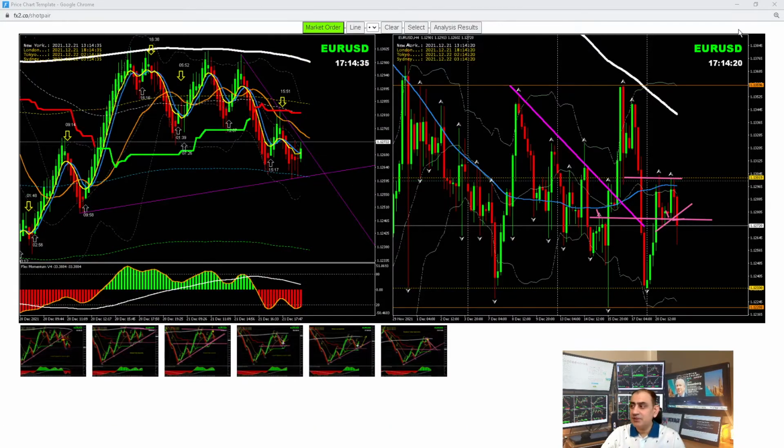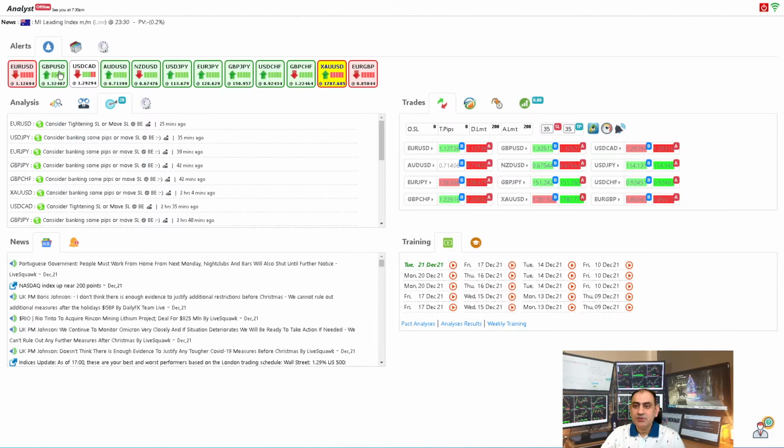But we had amazing trades, especially on the yen pairs. Let me share with you the pound dollar.